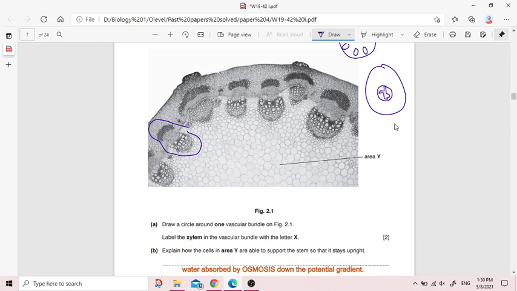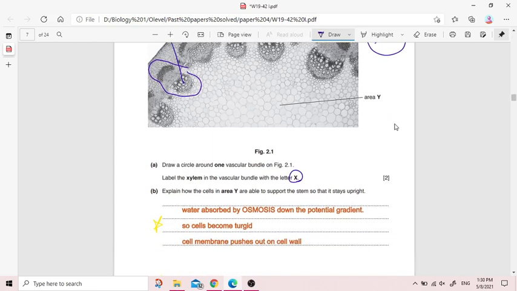Where is the xylem? Xylem inside, phloem outside. Always the xylem is inside and the phloem is outside. Here and here, in the root and the stem, xylem inside, phloem outside. So I will label the xylem like this, a line extending, and label it with an X.